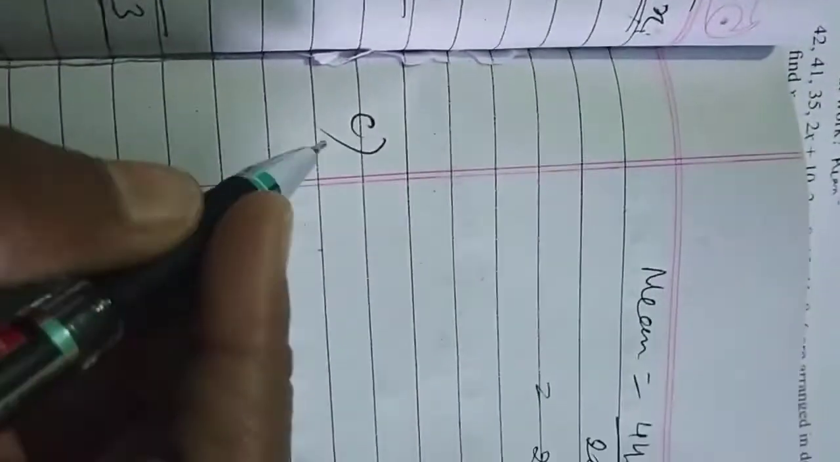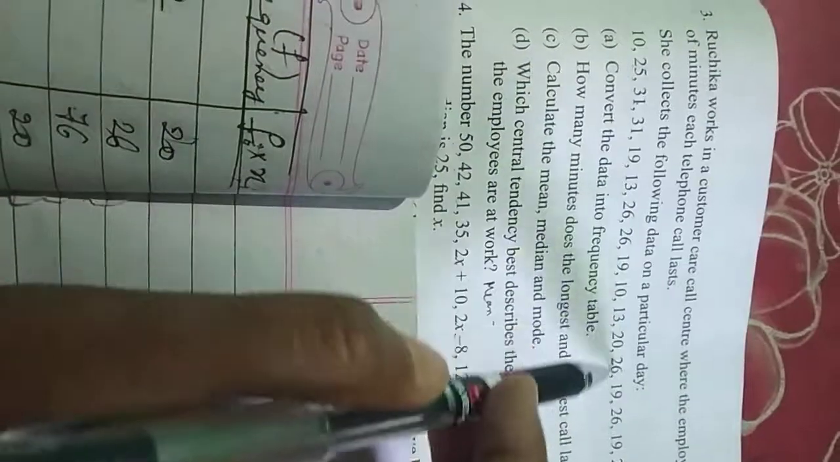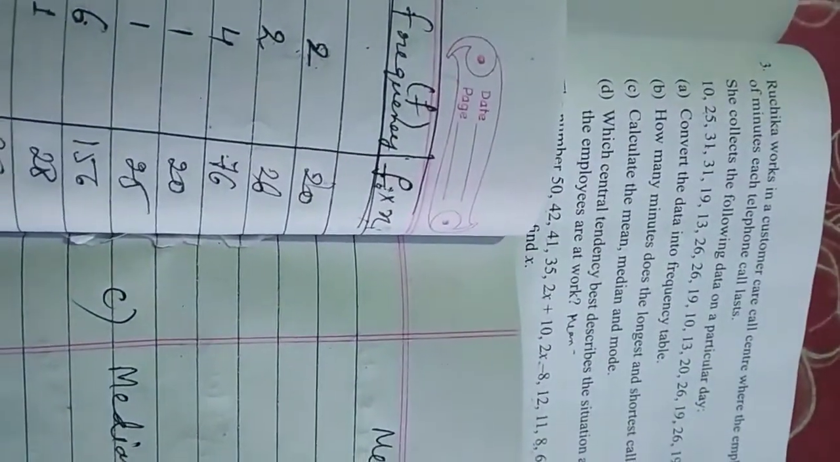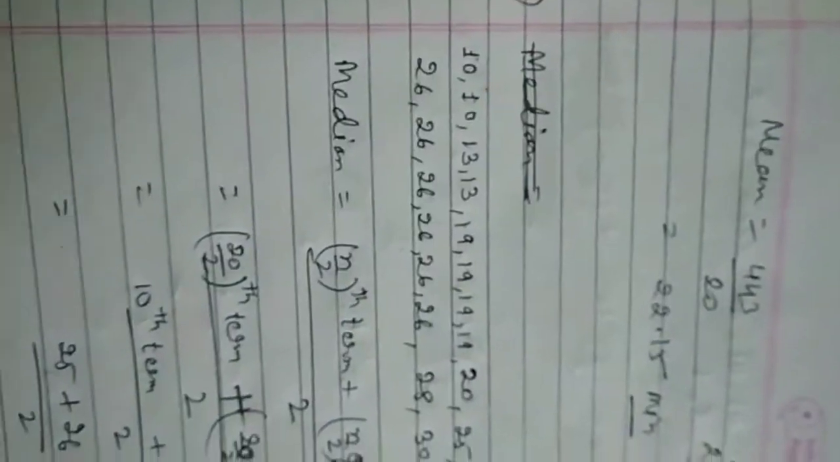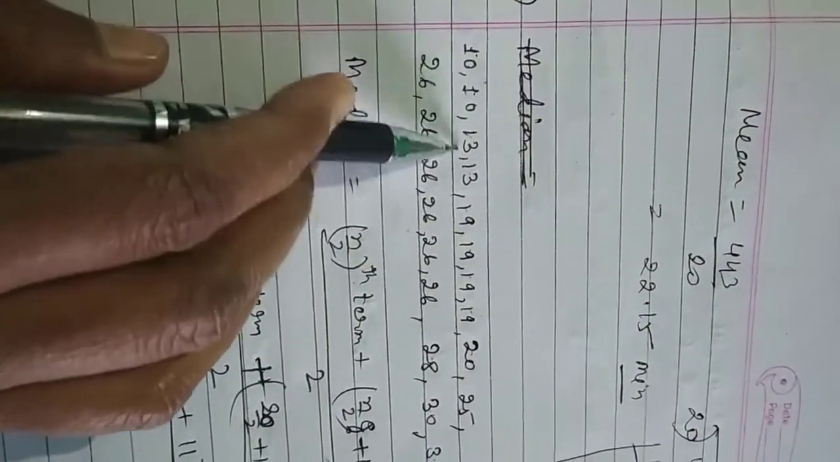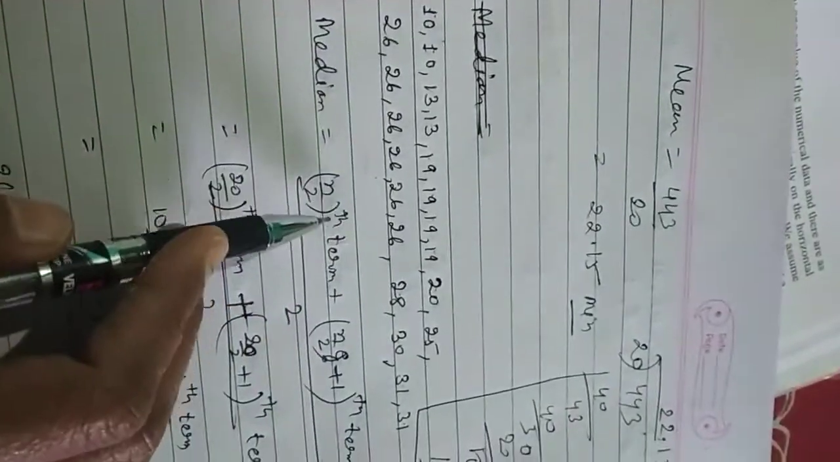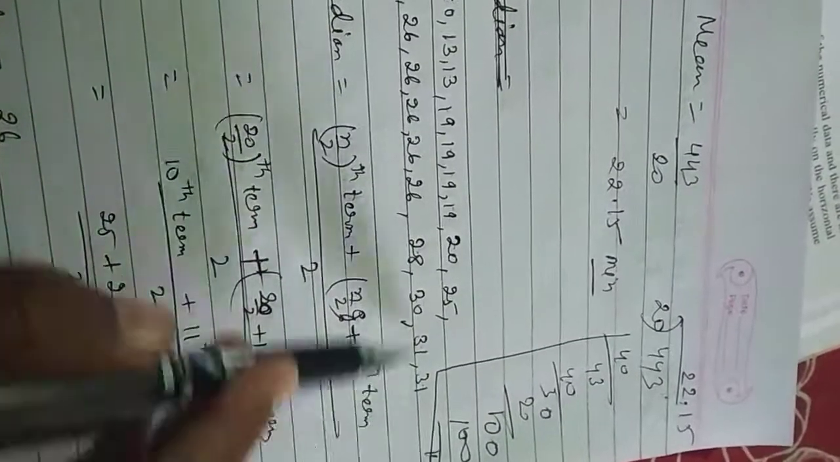Now part C. Mean we have already taken out. Now median. How to find the median, students? For the median we have a formula. How many numbers are there? 20. So 20 is an even number, so first of all we have to arrange all these numbers in ascending or descending order. After arranging, we get all these numbers in ascending order. Now the median formula, this is an even number, so we will take the even number formula.